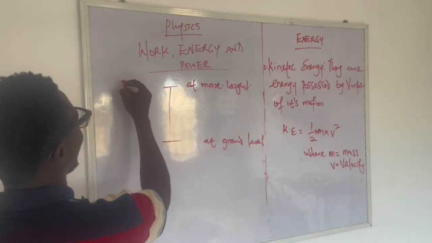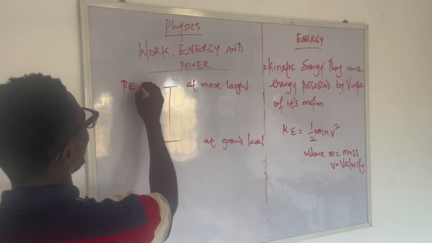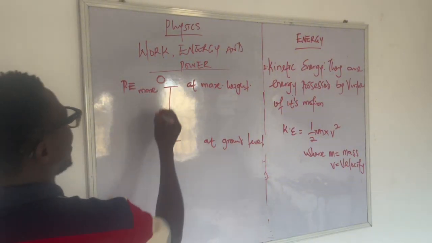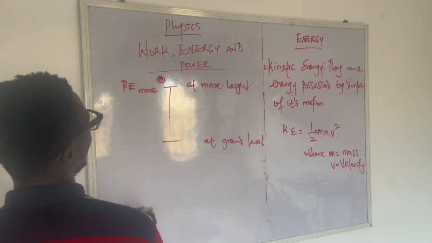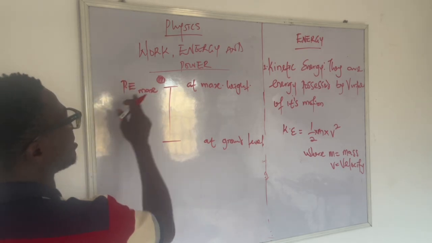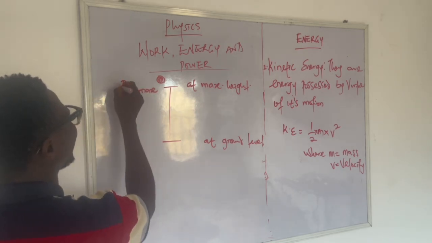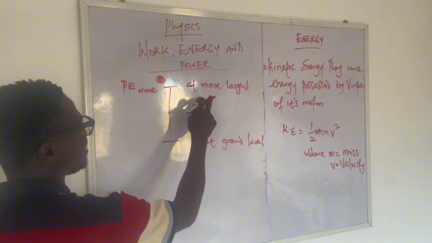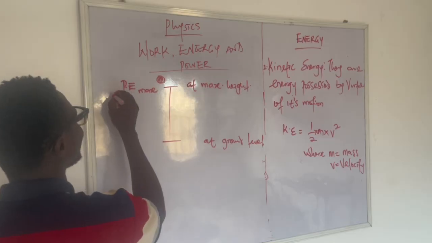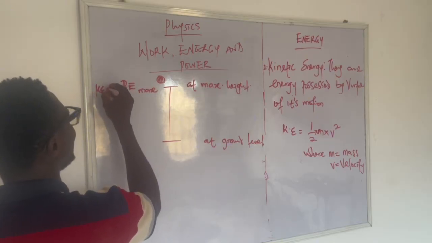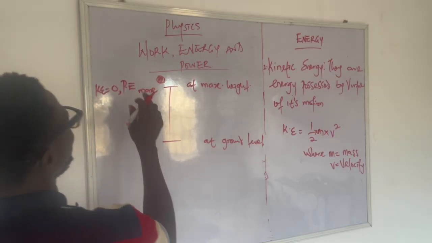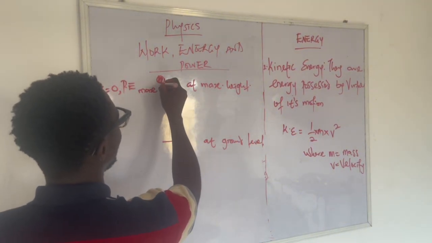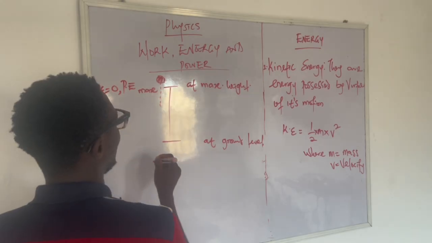So at max height, potential energy is what? Is maximum. So let's say this falling body. Potential energy is maximum, but kinetic energy at maximum height is 0. KE is 0, and PE is maximum. Are we together? So now this body is falling.